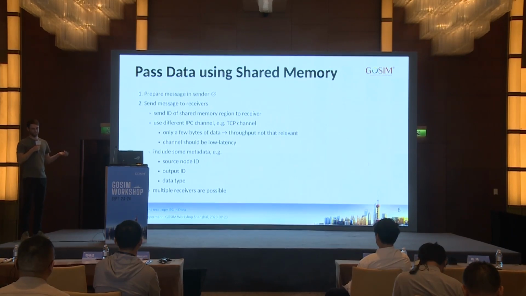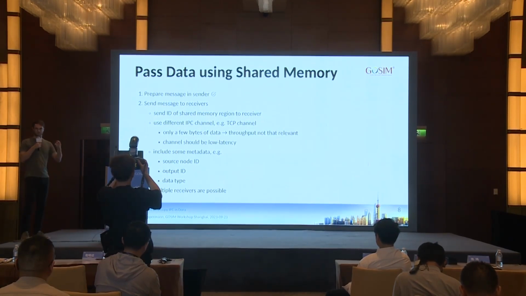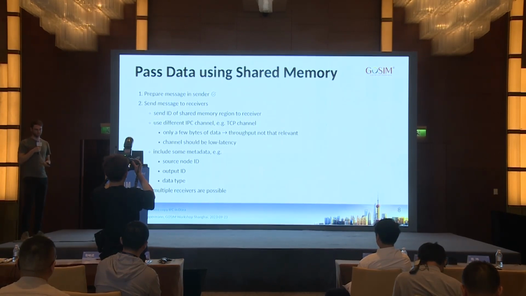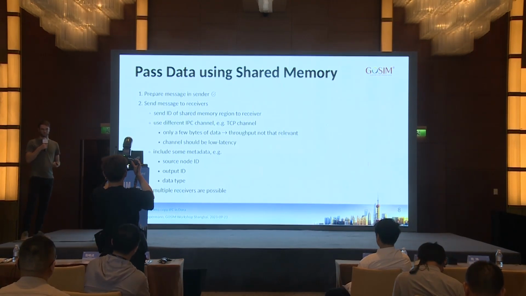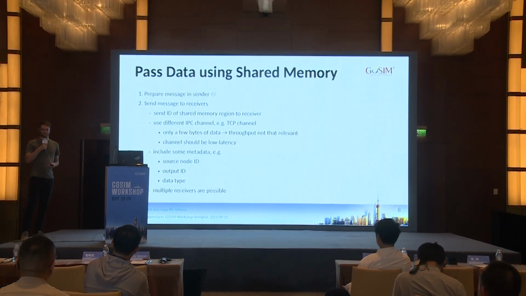And in addition to the shared memory ID, we might also want to include some additional metadata, such as the ID of the source node or the ID of the output, which helps in routing the message to the correct receivers without inspecting the data. And in general, it's possible to send a message to multiple receivers, so they all can map the same shared memory region.